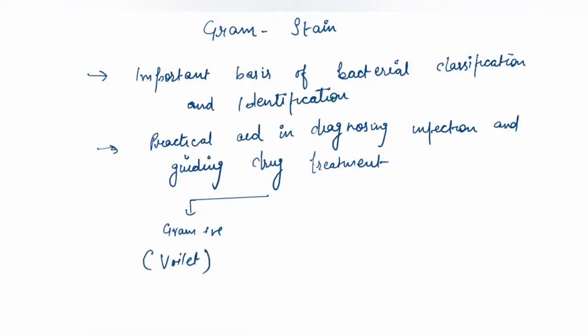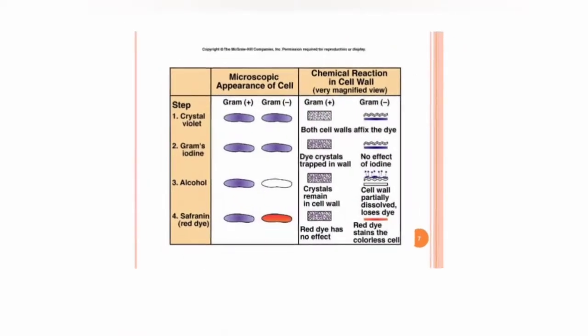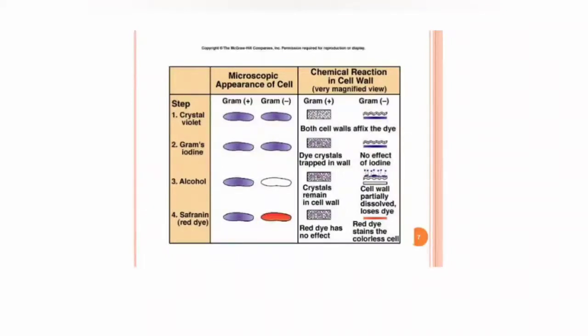So on the basis of this Gram staining, we have categorized bacteria into Gram-positive and Gram-negative bacteria. Gram-positive stains violet and Gram-negative stains pink. Now this is the diagram showing the method through which we can perform the Gram staining. Here we use four types of reagents: crystal violet, then Gram iodine, then alcohol, and then safranin. Crystal violet is the primary stain and safranin is the counterstain, which actually shows the result whether the bacteria is purple or pink.